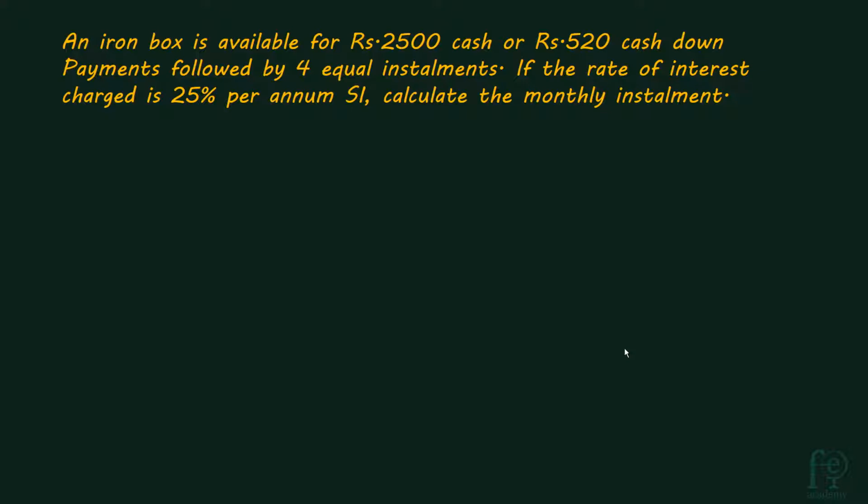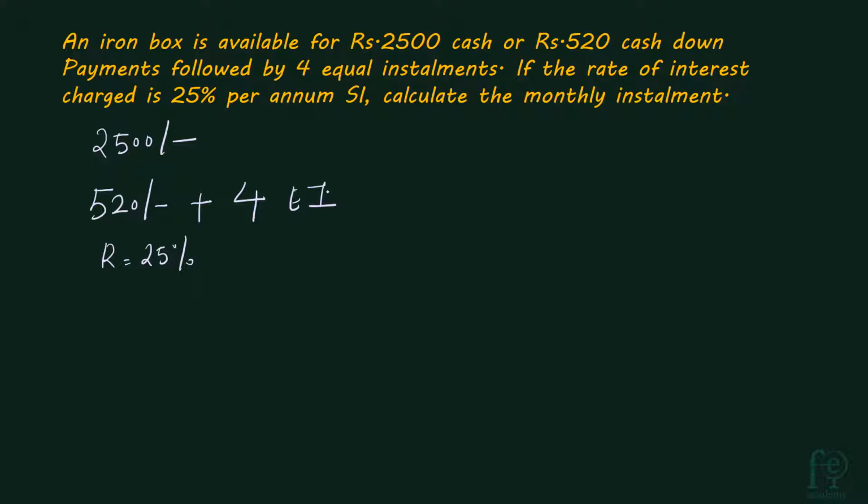An iron box is available for rupees 2500 cash, or you have to give 520 cash down payment and then go for 4 equal installments. In each month you have to give an installment amount. So 520 plus 4 equal installments. Rate of interest is also given. R is equal to 25% per annum. You have to calculate the monthly installment.